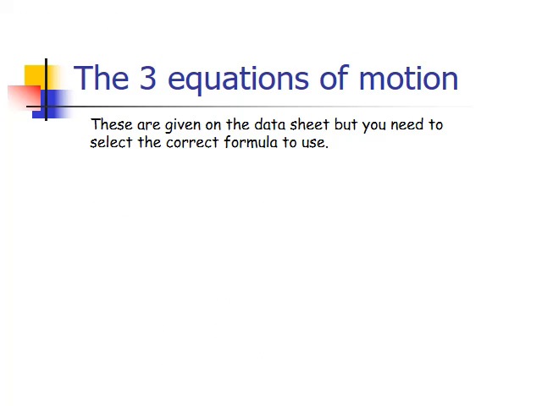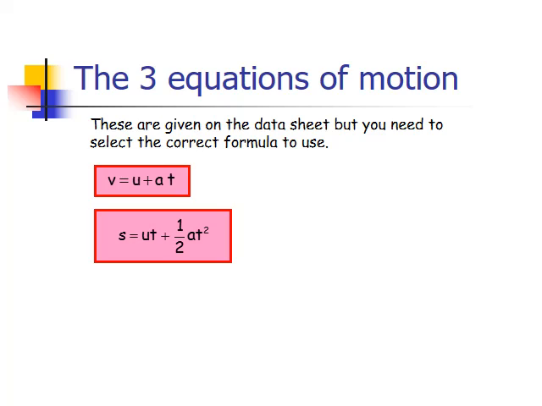Like I say, you only have to be able to use these three relationships. v equals u plus at, s equals ut plus half at squared, and v squared equals u squared plus 2as. The last one being the one without the time requirement.